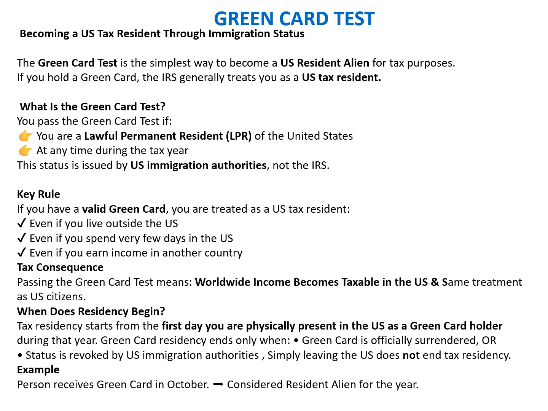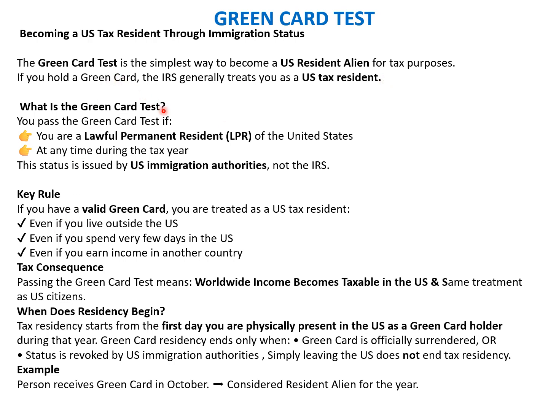Okay, now having understood who the resident alien is, we are going to understand how they pass the green card test and what exactly the green card test is. The green card test is becoming a US resident through immigration status. It is the simplest way to become a US resident alien for tax purposes. If you hold a green card, the IRS generally treats you as a US tax resident. So a person who holds the green card will automatically be treated as a resident alien, and the tax consequences of a normal US citizen will be applicable to that individual.